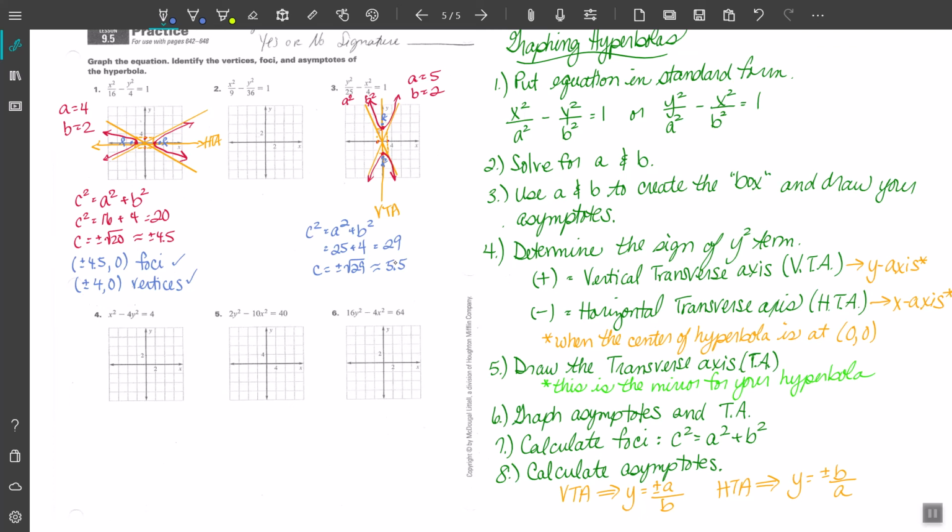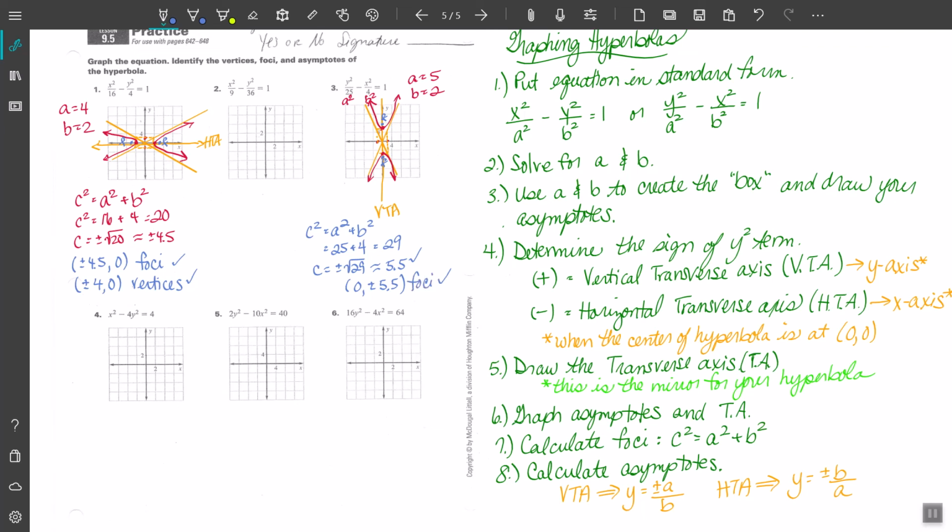and then there's my foci. If I'm going to write them out as a coordinate pair, I can see that my x coordinate is going to be 0, my y coordinate will be plus or minus 5.5, or you could write it as plus or minus the square root of 29. It just helps to plug it into the calculator and get that approximation of 5.5 in order to put it on the actual graph. Okay, so these are your foci.